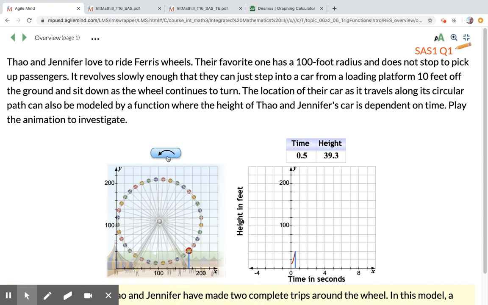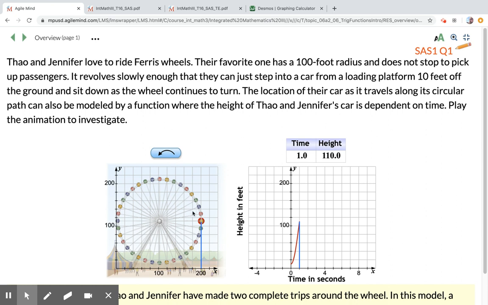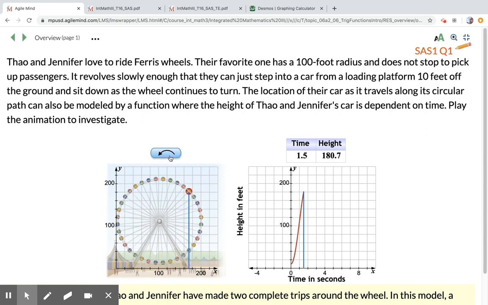If I hit the button once, then after half a second, they're about 39.3 feet in the air. Again, you're going to want to make a little note of this, put a little dot there at half a second on your graph on question number 1. If I go all the way to 1 second, they're halfway up already. So after 1 second, they've done a quarter turn. They're about halfway up height-wise, sitting at about 110 feet, because remember, the radius was 100, but the platform's 10 feet off the ground. At 1.5 seconds, they're at about 180.7 feet.